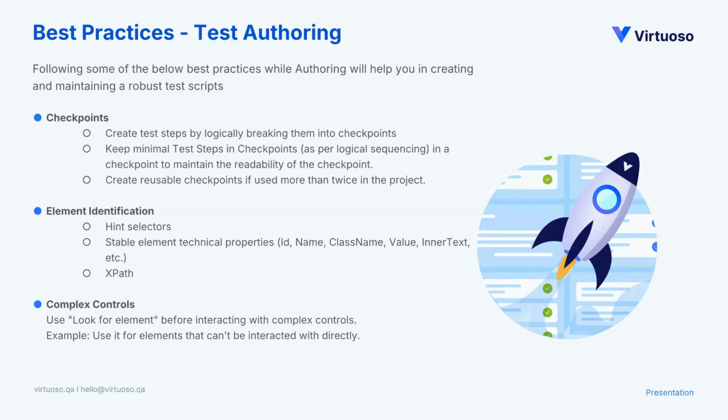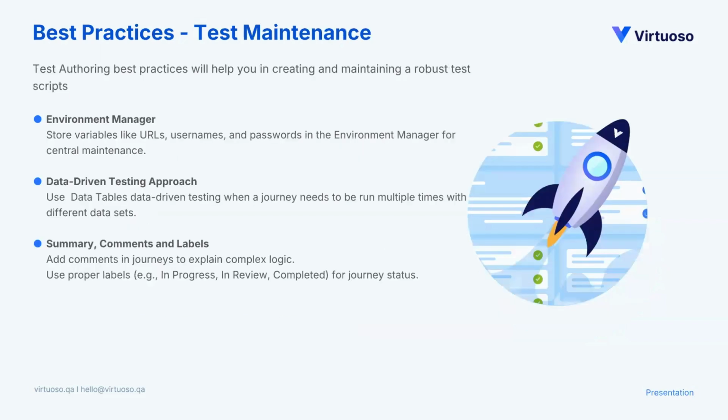And now we will go to test maintenance. In test maintenance best practices, we will get robust test scripts out of it, and also we can improve our maintenance point of view. So here, when we say test maintenance, the three major features we use in Virtuoso are environment manager, data-driven testing, and summaries and comments.